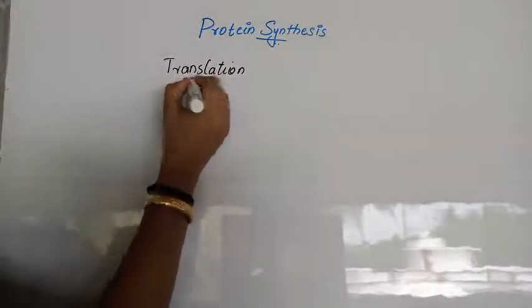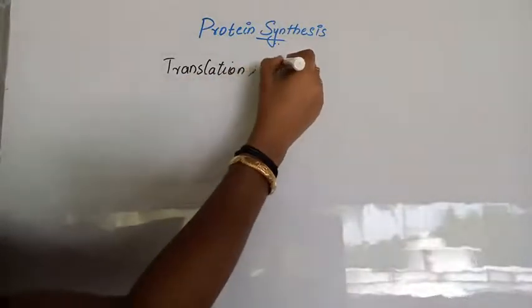Translation is the mechanism by which the triplet base sequence of an mRNA guides the linking of a specific sequence of amino acids to form a polypeptide on the ribosome. Simply, it is the formation of a polypeptide chain from mRNA. Protein synthesis occurs over ribosomes. Ribosomes are required for translation.